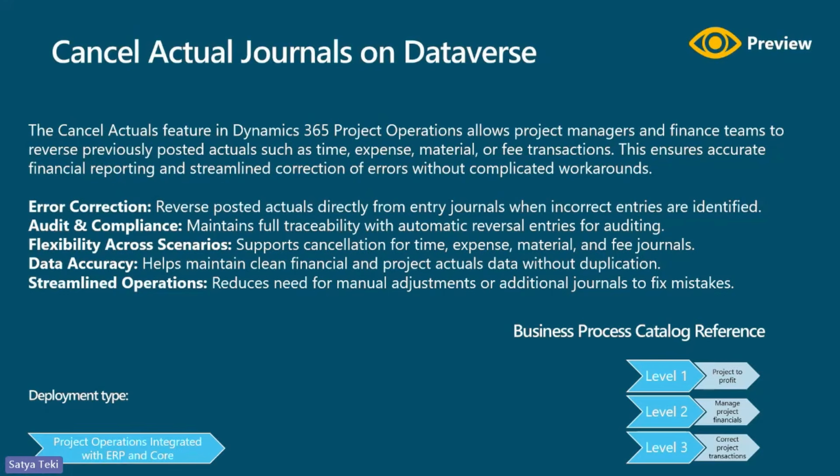The cancel actuals from entry journals feature allows you to reverse incorrect actuals cleanly while creating a correction journal that maintains a full audit trail. This helps preserve financial integrity, keeping records accurate without impacting other data. Let's look into the demo now.